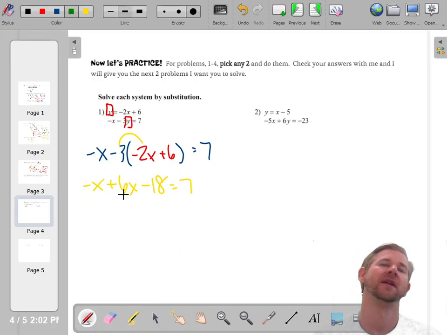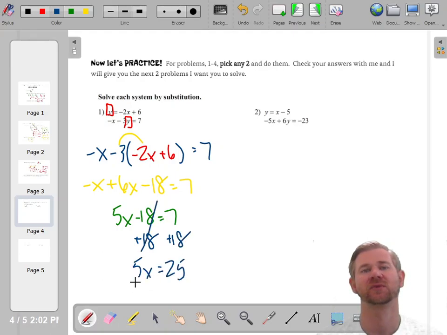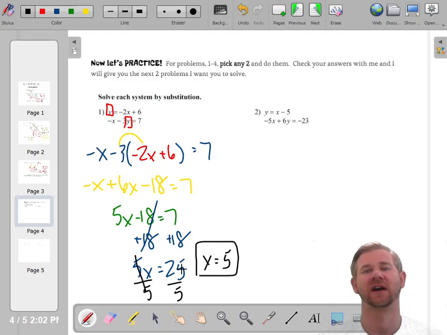-x and +6x make 5x. And now I'm going to add 18. 18 plus 7 is 25. Last step, to get x by itself, divide by 5. x must be 5. Okay, so I have the x coordinate.